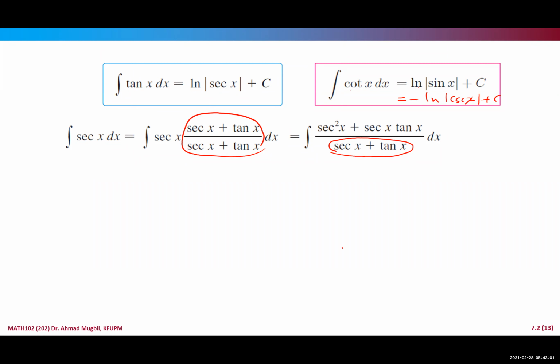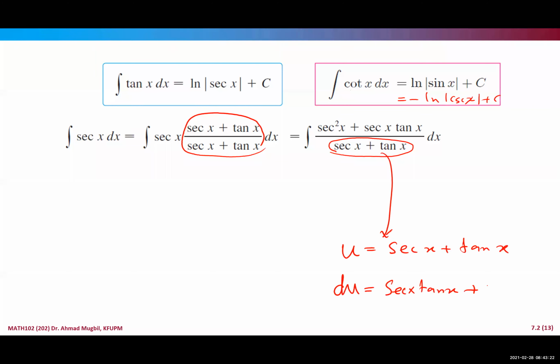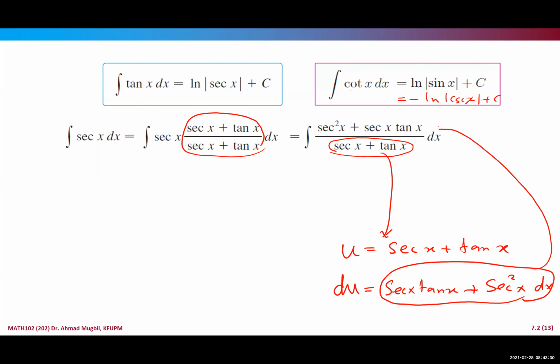Now, ya shabab, if I put u equal to the quantity in the denominator, if I put u equal to this, what will be du? It will be secant squared x. The derivative of secant is what? Secant x tan x plus, what is the derivative of tan? Secant squared x dx. What is this? It is the quantity in the denominator, the same quantity in the numerator. Do you notice that? Exactly the same.